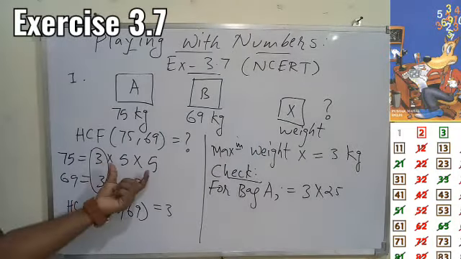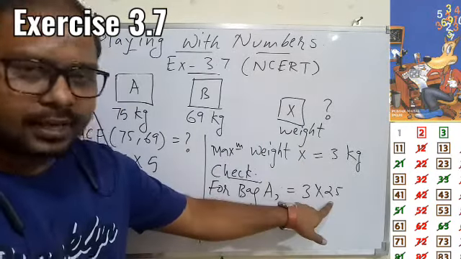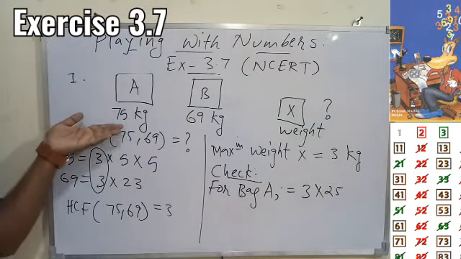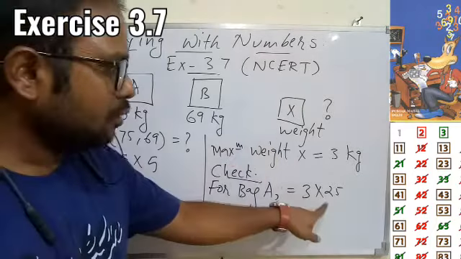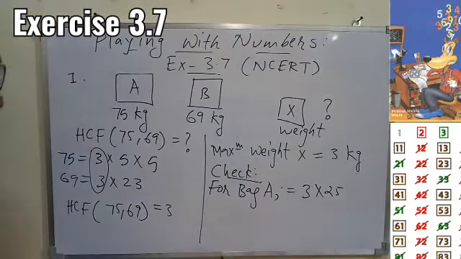We can write down 3 into 25, which means with the weight 3 kilogram, 25 times, if we measure the weight, it will get done. That means overall 75 kilogram weight can be measured in 25 times with the help of 3 kilogram weight. So that number we have to find.